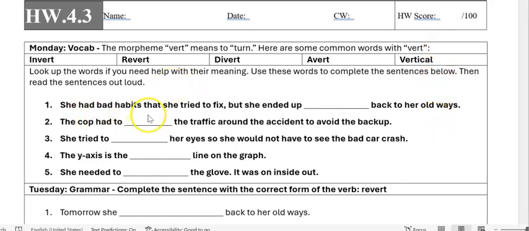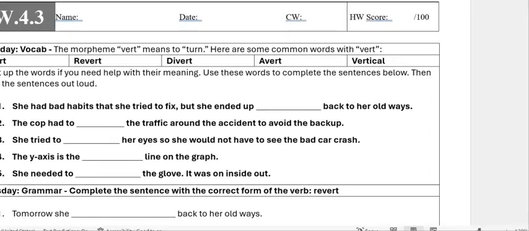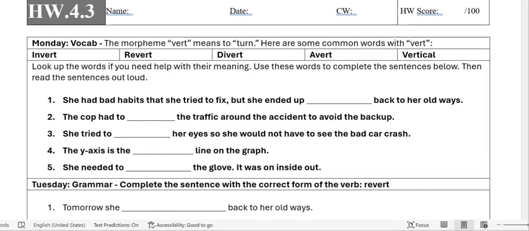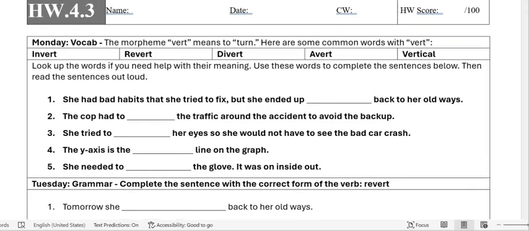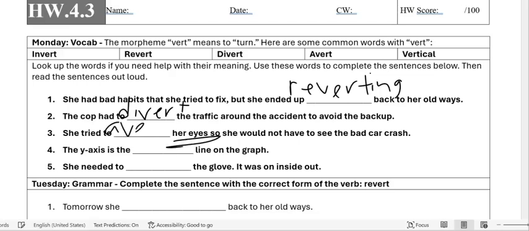So she had bad habits that she tried to fix, but she ended up, what would we use here? So if we're going back to her old ways, here we would use reverting. So let's go ahead and fill that in. She ended up reverting back to her old ways. All right. The cop had to blank the traffic around the accident. So here we're moving it in a different direction. So divert. She tried to, again, we're changing the way our eyes are looking. So she had to avert her eyes.